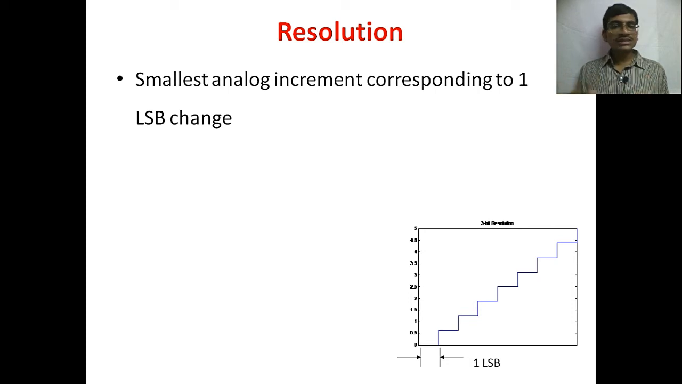When 100 is the input, the output will be 1 volt. When 101, just one LSB variation, we get 1.5 volts. That 0.5 volts increment will be called the resolution. So for one LSB variation in the input, this step will be the change. For every LSB variation, we get one step output change on the analog side. This step is called the resolution of the DAC. This resolution should be finer in order to get more accurate outputs.